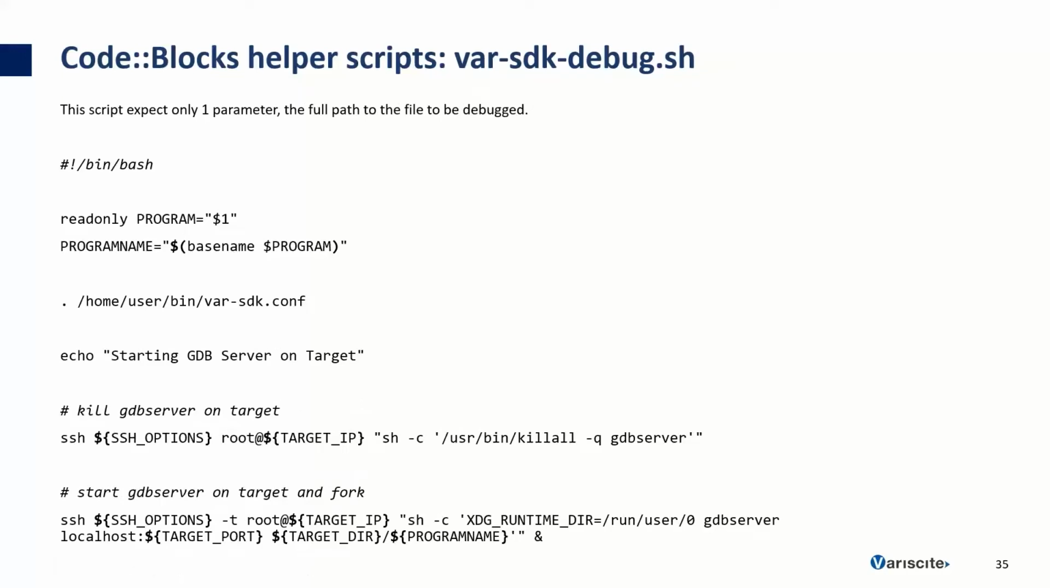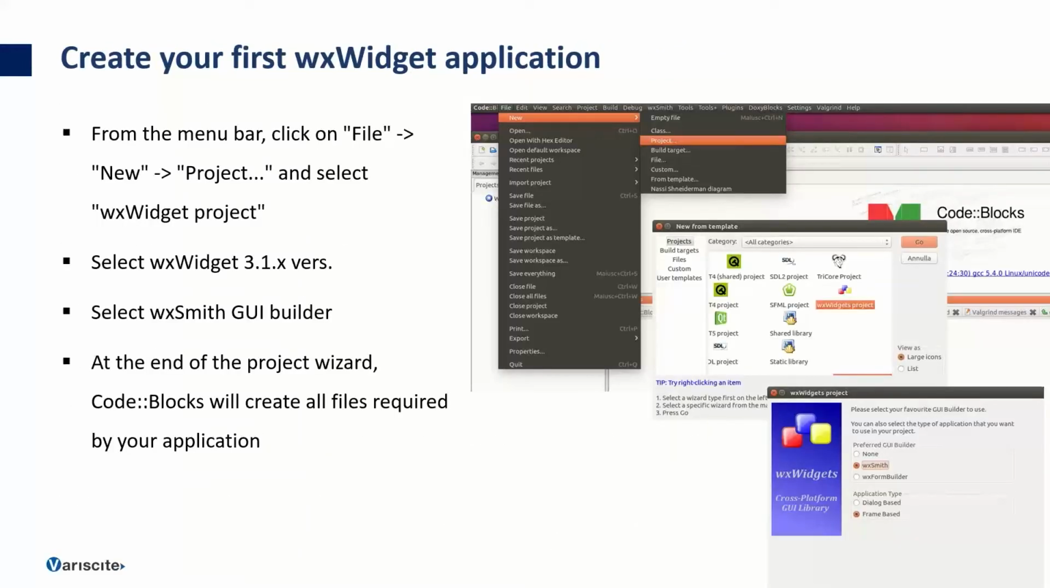The second script is the one that is in charge to start the debugger. So we kill the previous instance of the debugger and then we run it again on the new application. Once this is done, we are almost up and running. We can start creating our own application. We selected the wxWidgets project. We select the wxSmith editor.